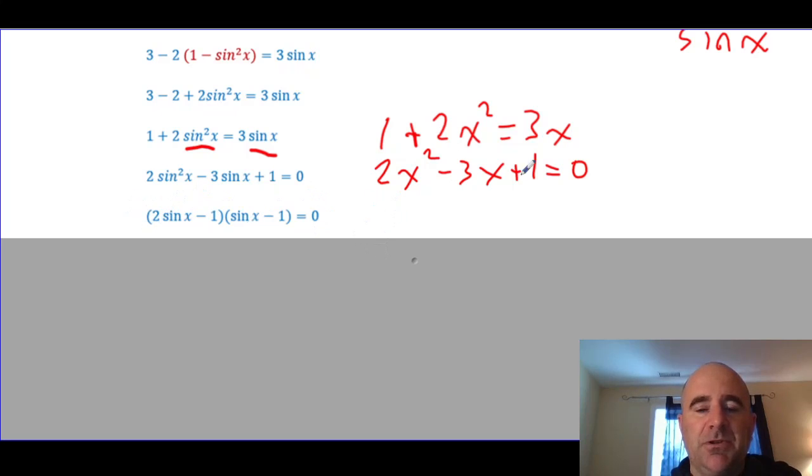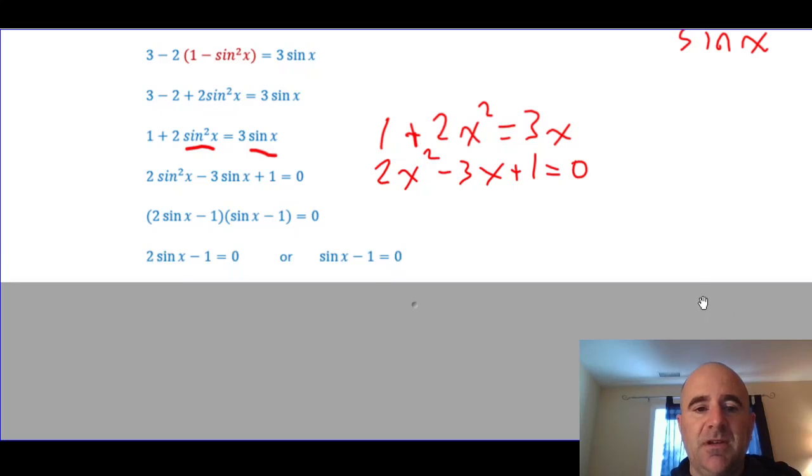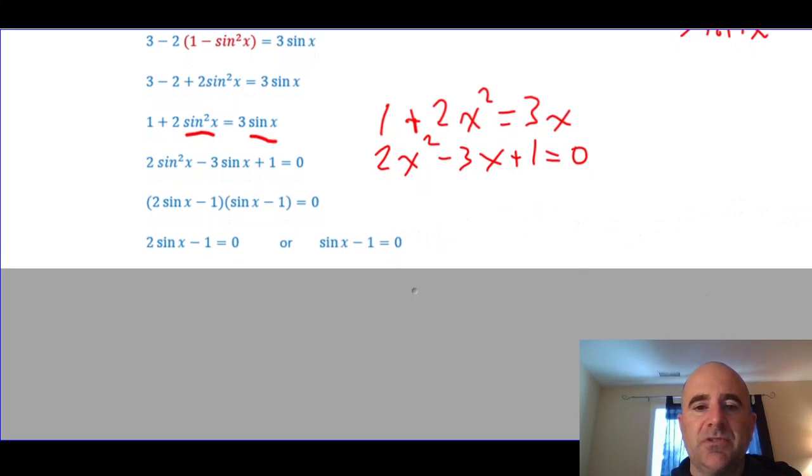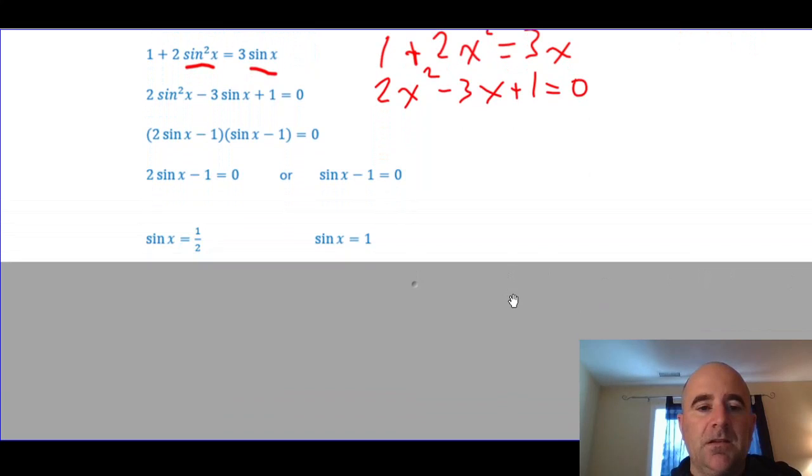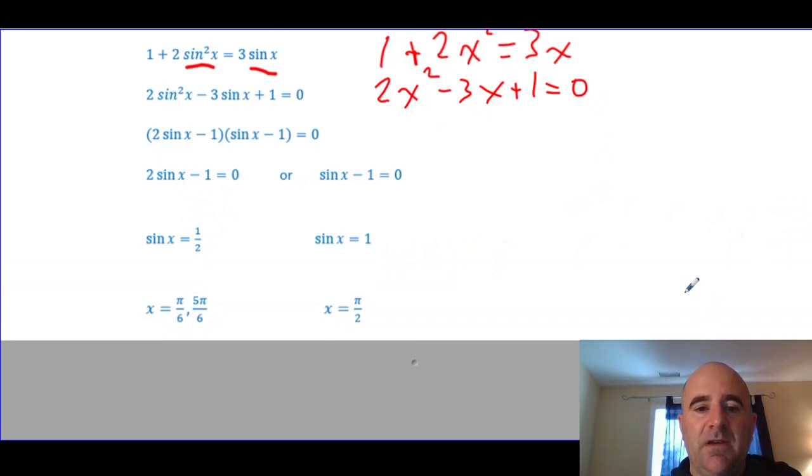Okay, if these two things multiplied together give you 0, then it must be that one of them is equal to 0, either 2 sine x minus 1 equals 0 or sine x minus 1 equals 0. That gives us, if you rearrange this, you add 1 to both sides and divide by 2, you get sine x equals 1/2, and here you just get sine x equals 1. And we have these two answers.